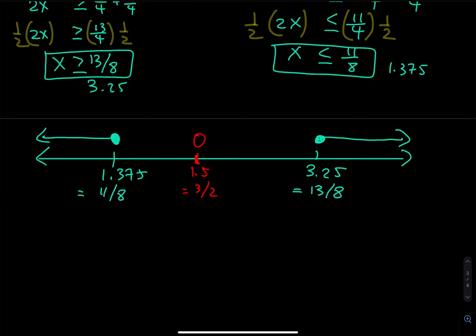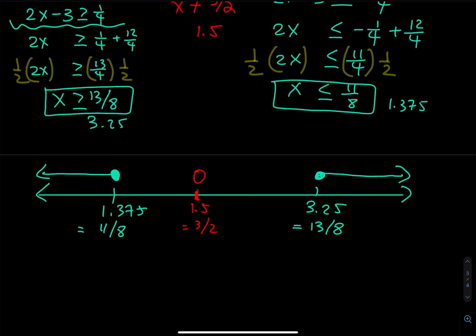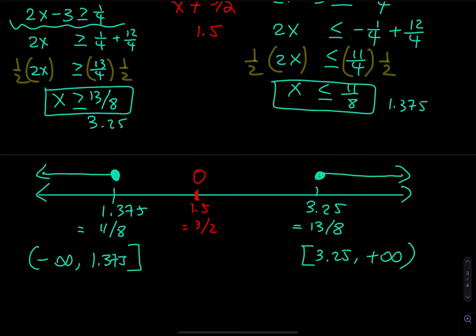So this one, the restriction 1.5 doesn't affect anything. So you have 3.25 to positive infinity, and then from negative infinity to 1.375. I believe that when you do homework online, they would like you to use the fraction instead.